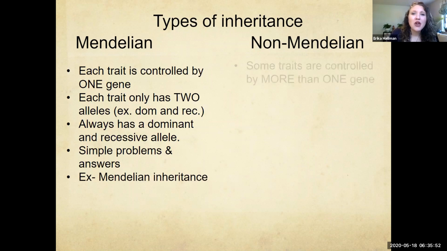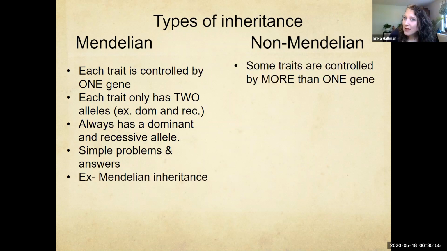All right, so let's talk about non-Mendelian. We're going to contrast each of those statements. In Mendelian genetics, each trait is only controlled by one gene. In non-Mendelian genetics, we learned that some traits are controlled by more than one gene. We'll go over how height, hair color, and intelligence are examples of those.